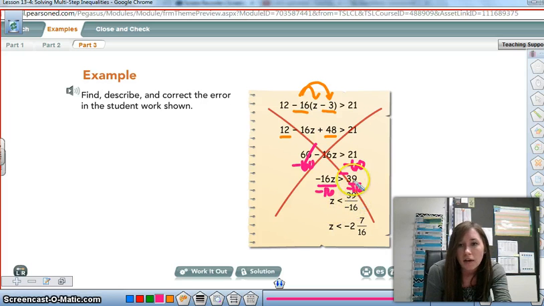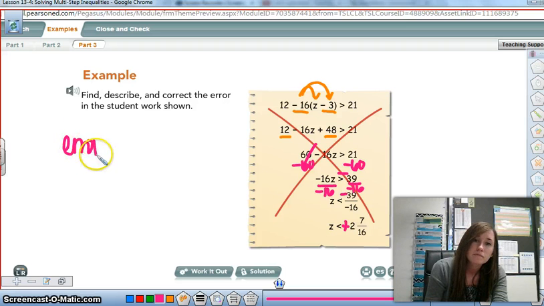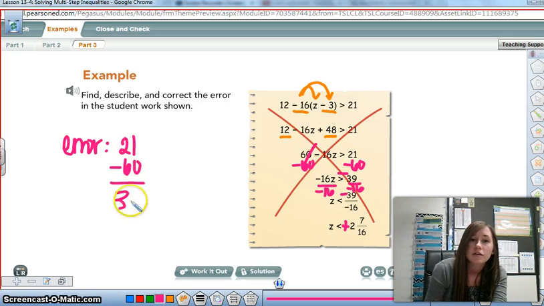Good. Okay, so again, that was supposed to be a negative 39 the whole way through. When you think about getting the answer, we're dividing by a negative, so we should get a positive answer. So the error was that they did 21 minus 60 was 39. And we know that that's actually supposed to be a negative 39.